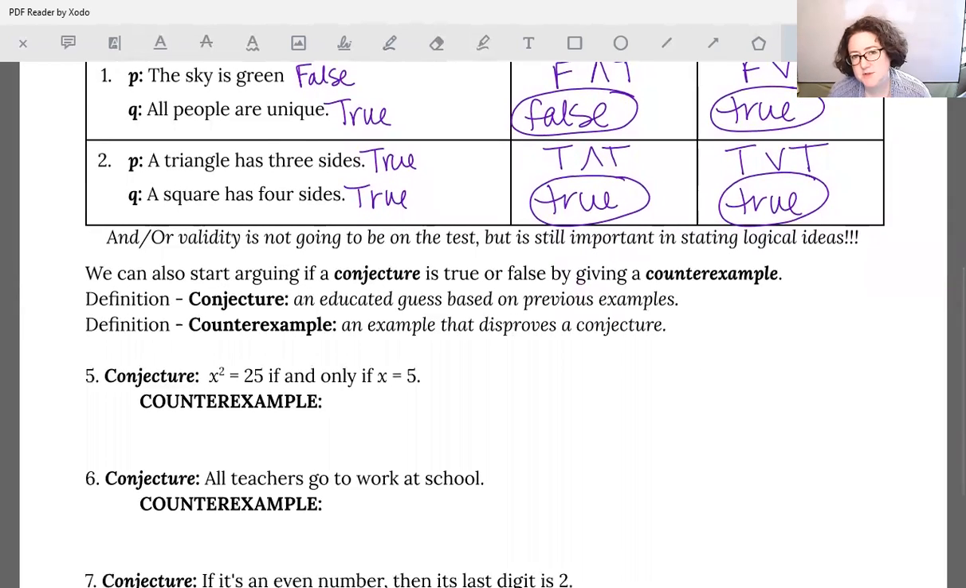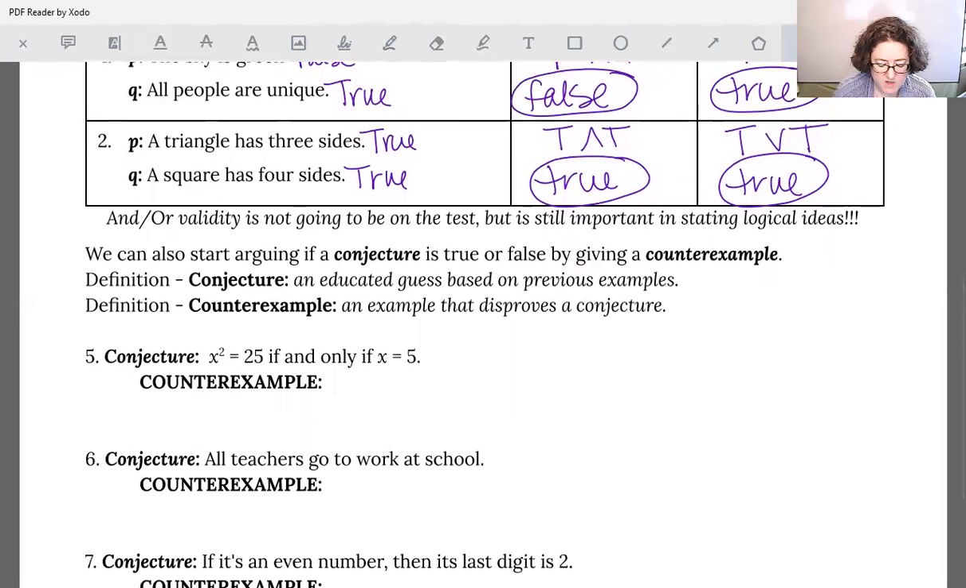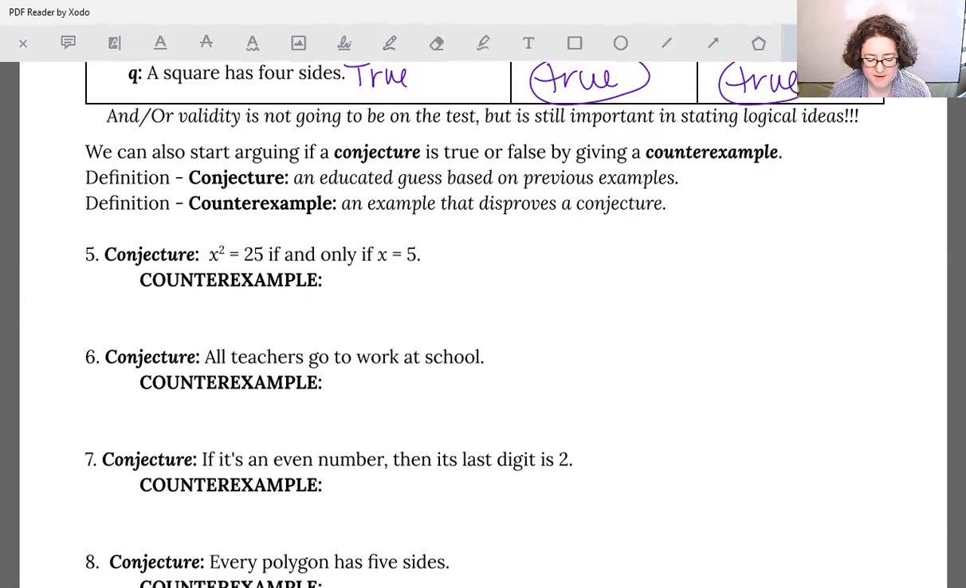So in each one of these examples for our second piece, I'm going to give you a conjecture, a statement, and I want you to create, and we're going to create, a counterexample. In other words, an example that proves the conjecture false. So here we go. First conjecture: x squared equals 25 if and only if x equals 5. Okay, well, let's think about this. What are the values that we can square and get 25 out as an answer? Well, we can definitely do 5 squared equals 25. However, is that the only number we can square to make 25?